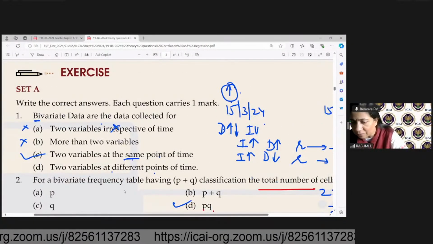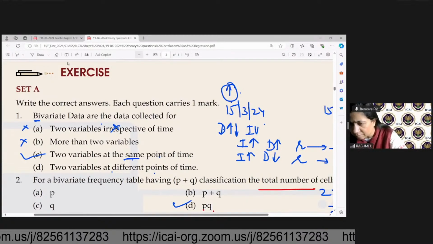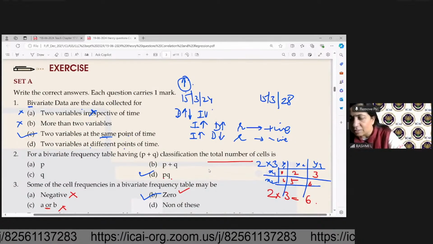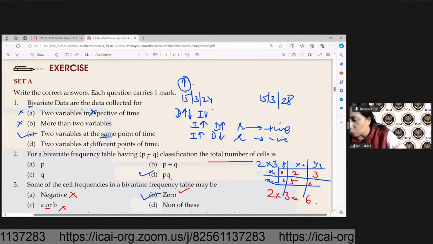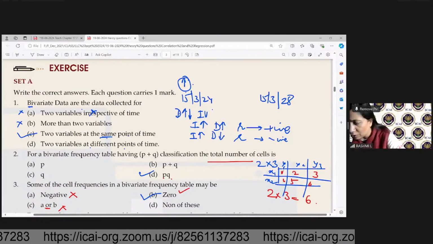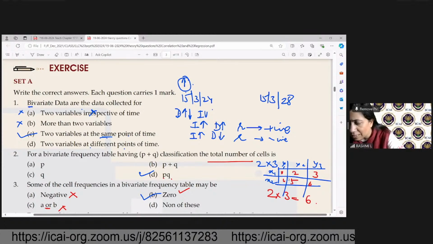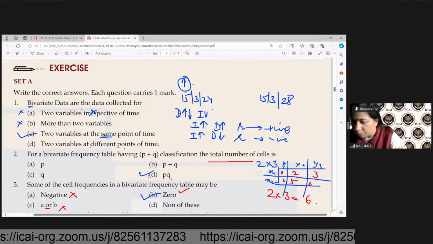For a bivariate frequency table having P plus Q classification, the total number of cells are, for example, I have two rows and three columns. So x1, x2, y1, y2, y3. So how many will the cells be? 2 into 3, 6. So answer will be PQ.